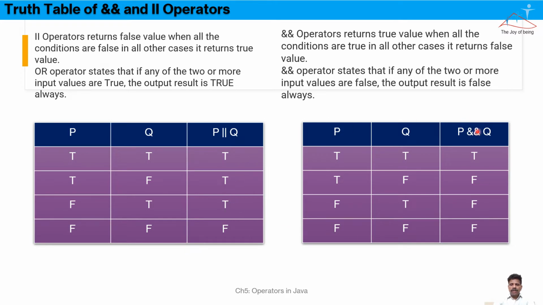Now we will see the logical AND. Again the possible combinations will be the same. Here you can see the AND operator is returning true when all the conditions are true. In all other cases, the AND operator is returning the false result. So if you consider 100 conditions, if 99 conditions are true and one condition is false, then also the AND operator is going to return the false result. In only one case, the AND operator will give the true result, when all the conditions are true. In all other cases, it will return a false value.